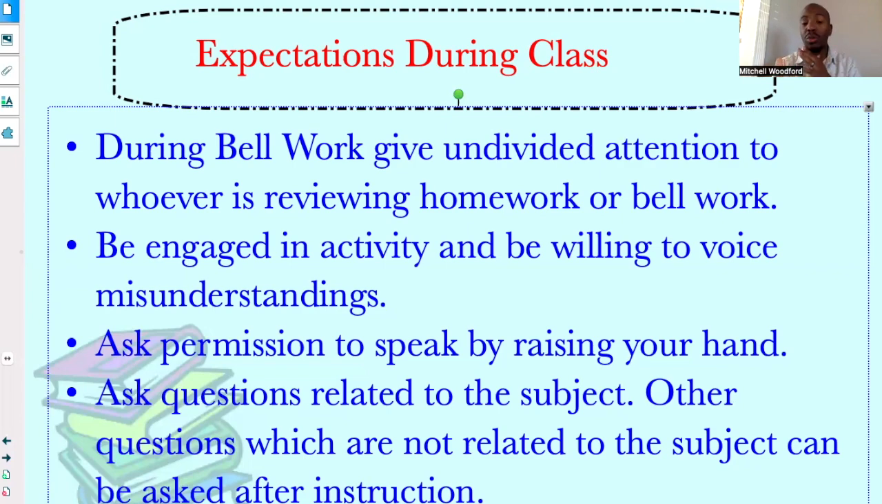I know we all have things we want to share. There will be time after class where I would love to hear, what did you do over the weekend? What did you do here? But during class, the first 35 minutes of class, I need to be really focused because we only have 35 minutes to get through content and for me to help you master it.